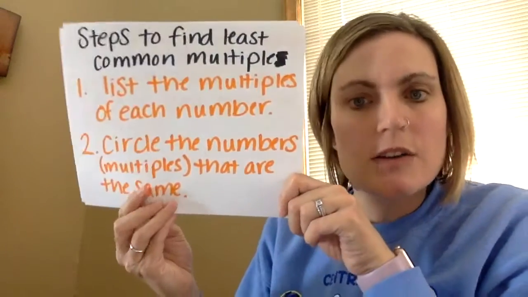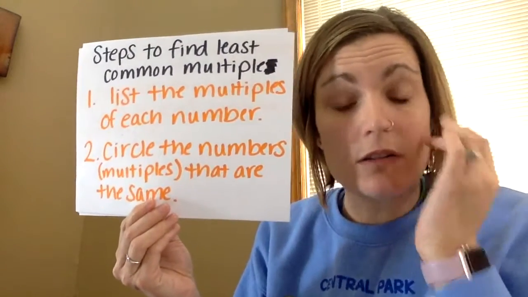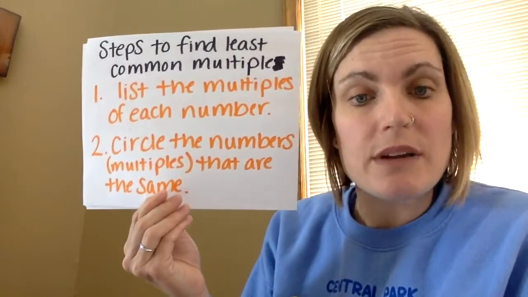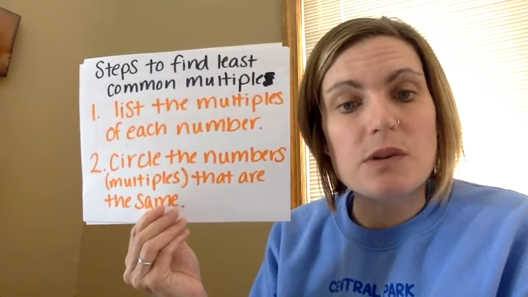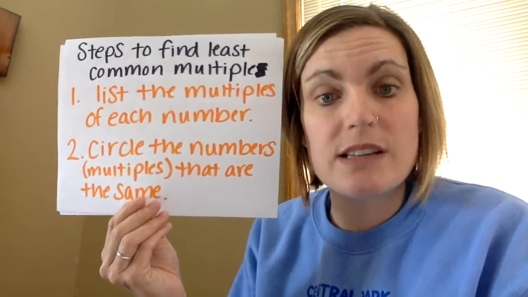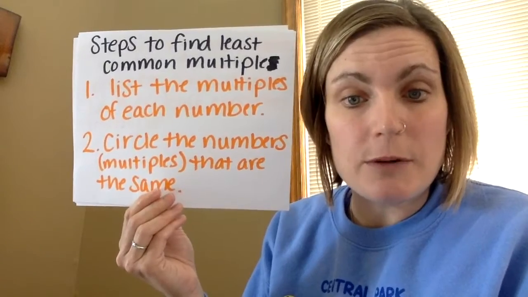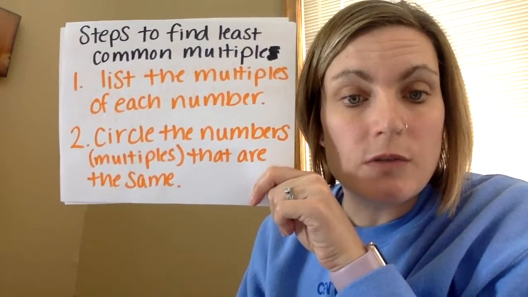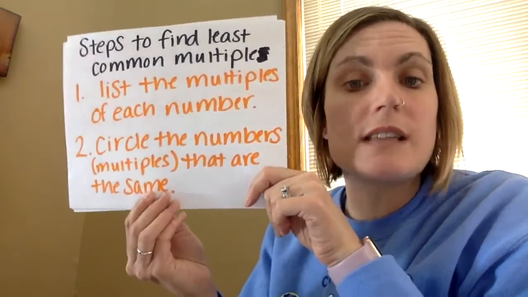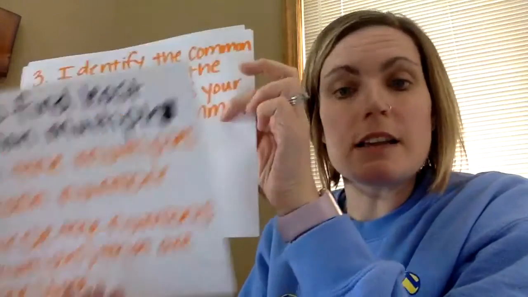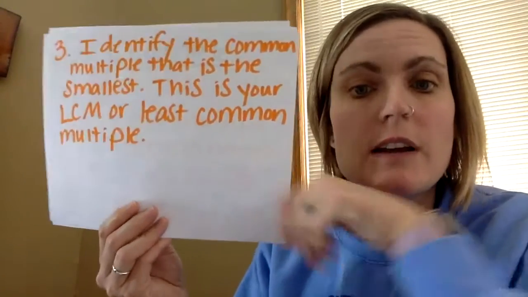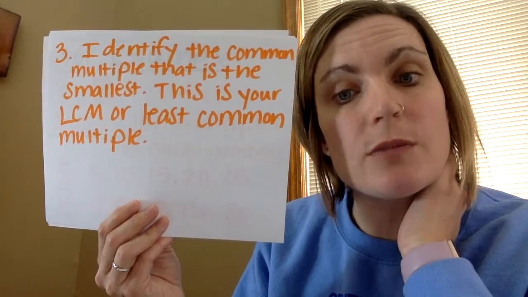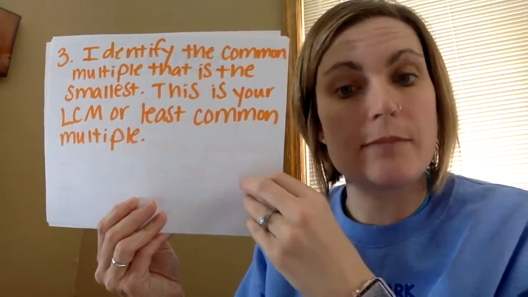All right, we're going to go over the steps now to find the least common multiple. The first step, when I'm looking at my set of numbers, is to list the multiples of each number. All you're going to do is skip count by that number. The second thing is to circle the multiples in those lists that are the same. The last thing is to identify the common multiple that is the smallest. This will give you your least common multiple, or LCM.